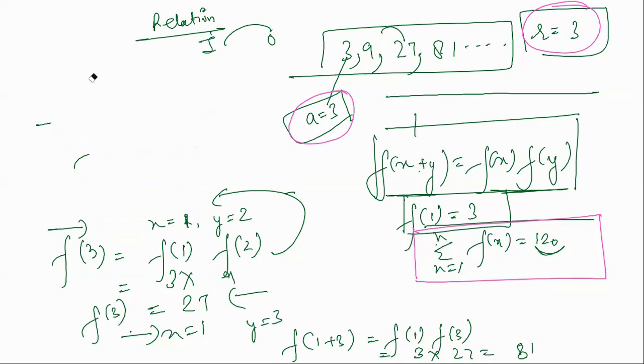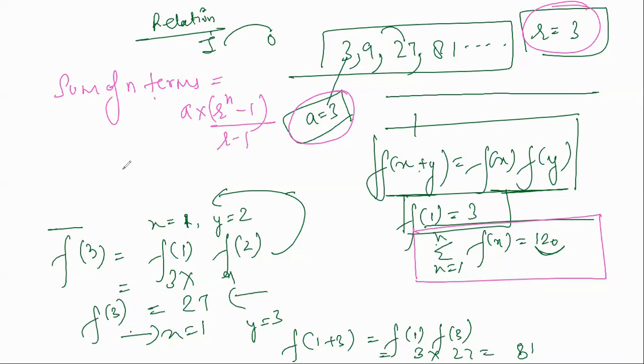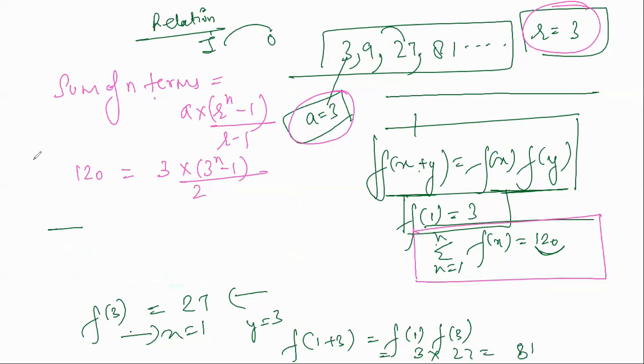Just a second, I will rub the page so it will help us. We know that summation means sum only. So what is the formula for the sum of n terms of the GP? Sum of n terms is a times (r^n minus 1) over (r minus 1). The sum is given as 120, a is 3, and r is also 3. So it is (3^n minus 1) over 3 minus 1, which is 2. Now we have to solve this, as simple as that.